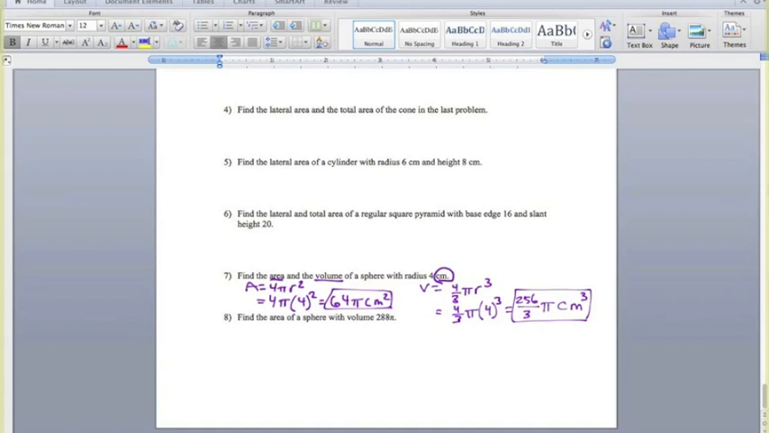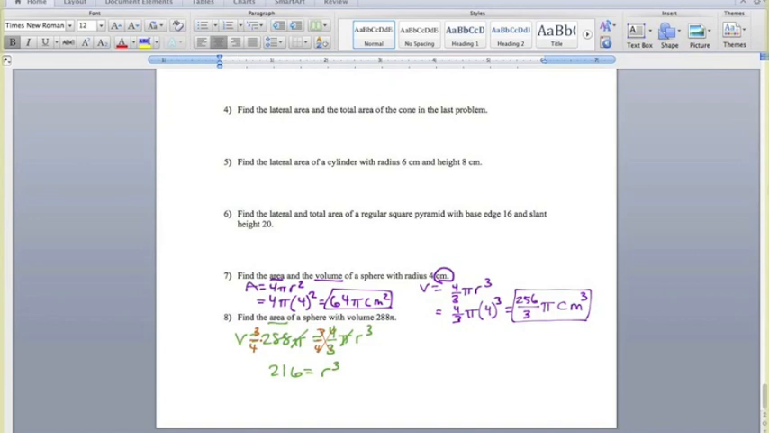Last one, find the area of a sphere given a volume of 288 pi. Volume is 4/3 pi r cubed. So we're going to find our radius. We can begin by dividing both sides by pi, which we'll just get rid of. How do I get rid of the 4/3? Multiply by 3/4. That cancels that out, and you have to do it to both sides. When you multiply 3/4 of 288, you get 216. 216 is equal to r cubed.